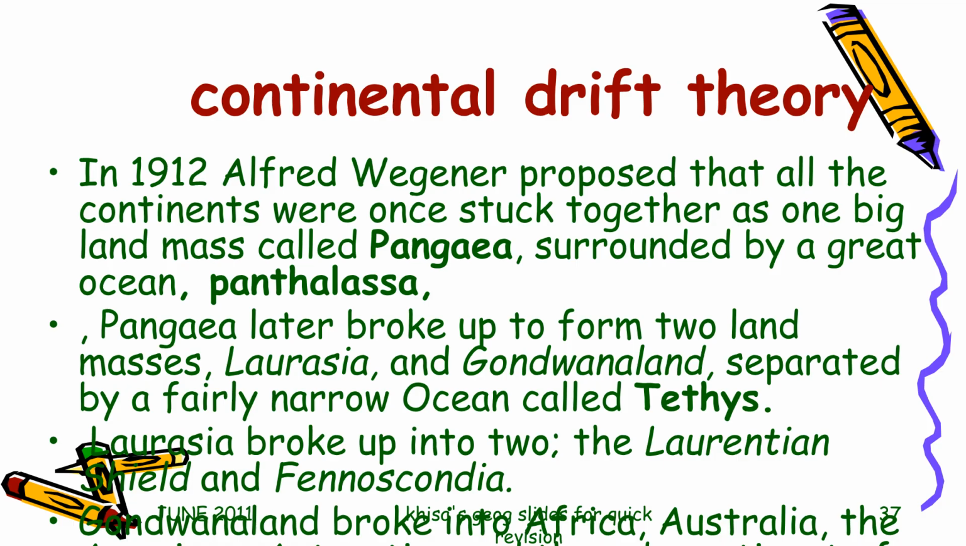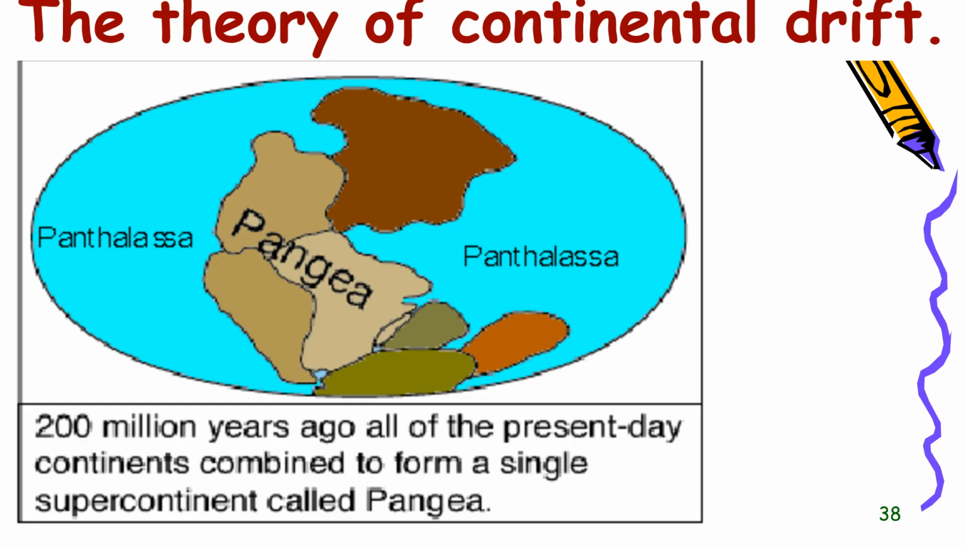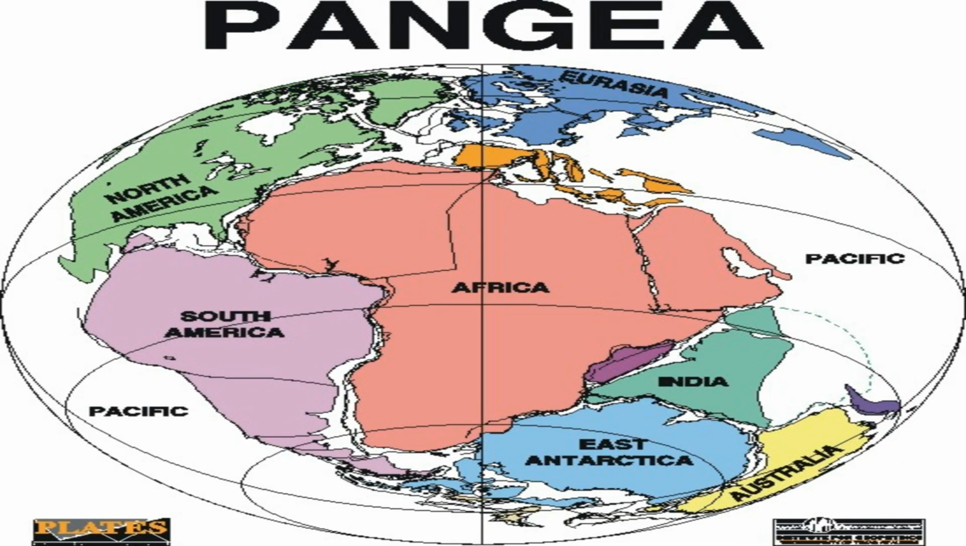Proposed by Alfred Wegener in 1912, it suggests all continents were once a single landmass called Pangaea, surrounded by Panthalassa. This map illustrates the concept of continental drift over time, showing the breakup of Pangaea. This visual shows the supercontinent Pangaea before it broke apart into Laurasia and Gondwanaland.